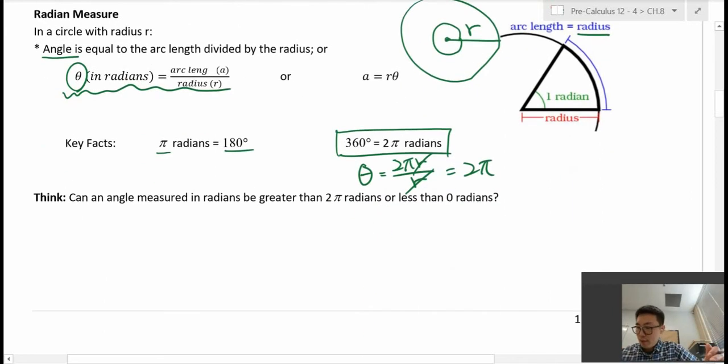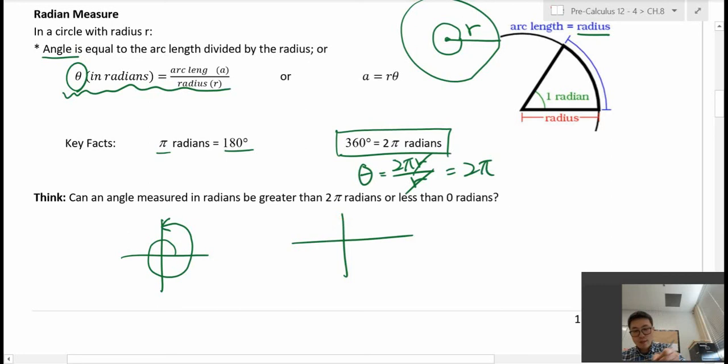So let's think about this. It says, can an angle measured in radians be greater than 2 pi or less than 0 radians? Of course, we can have more than 2 pi radians or less than 0 radians, just like we can have more than 360 degrees or less than 0 degrees. Same idea. If you want more than 2 pi radians, you start from the positive x-axis and rotate more than 1 full rotation. If you want less than 0 radians, so negative, you simply go clockwise. That would be a negative angle.